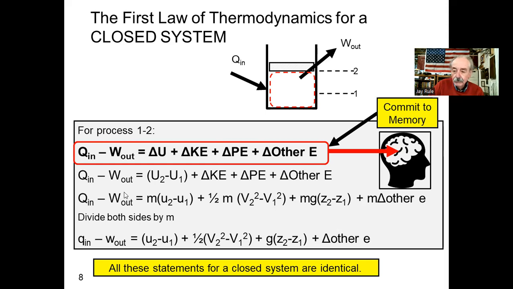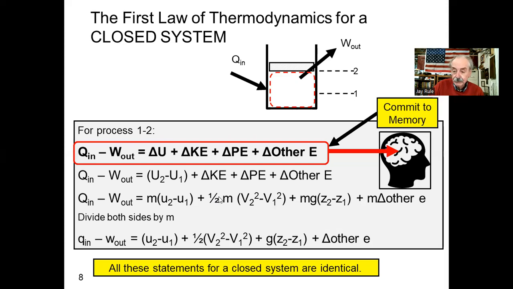Next line. Notice here, I'm going to give you a little more detail. What's delta U? It's U2 minus U1. It's capital U at state 2 minus capital U at state 1. That's the internal energy, units like kilojoules. All right. Next line, Q in minus W out equals m times little u2 minus little u1. Well, little u2, little u1, that is the specific internal energy, kilojoules per kilogram, times mass, kilograms, okay?